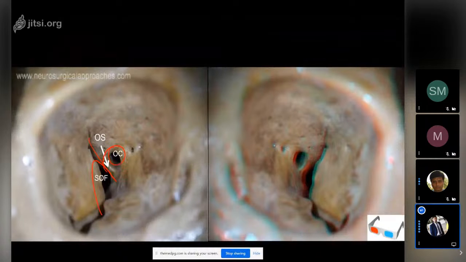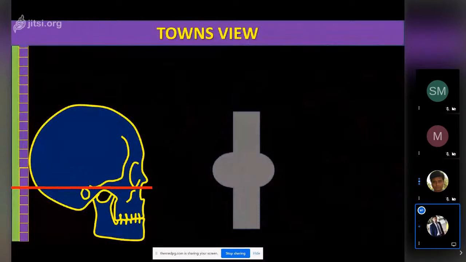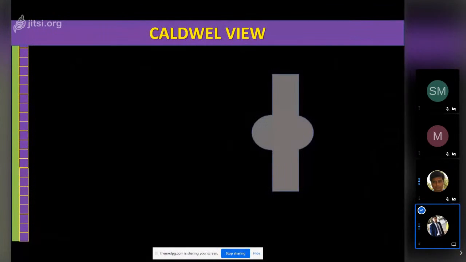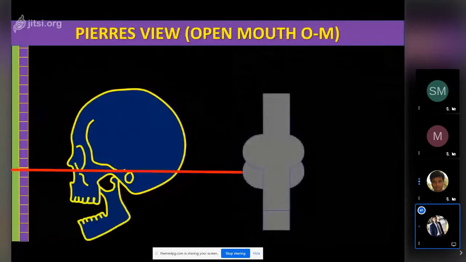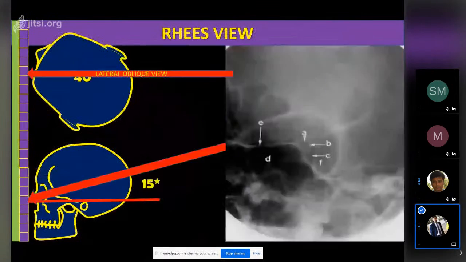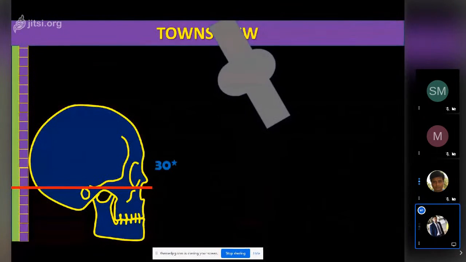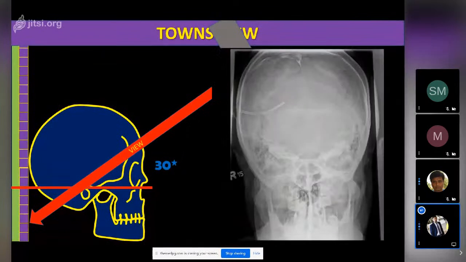The Towne's view is the one view which is not a PA view. Till now we saw the Rhese view, Pierre's view, Waters view, and Caldwell's view. These are all posterior views, whereas the Towne's view is an anteroposterior view, again with an angulation of 30 degrees. It is done to see the planum sphenoidale and also the foramen magnum. So these are the different structures that we can see in this view.